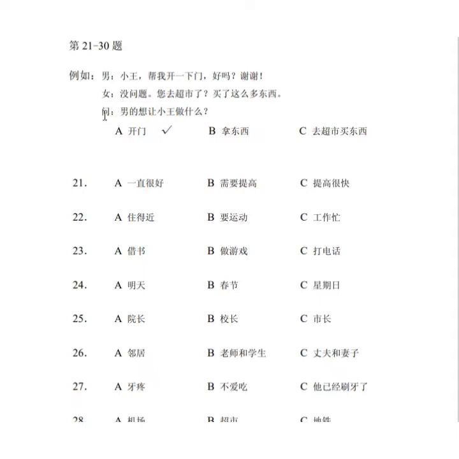And after the dialogue, they will ask a question. What did the man want the girl to do? A. Open the door. B. Take the stuff. C. Go to the supermarket to buy stuff.